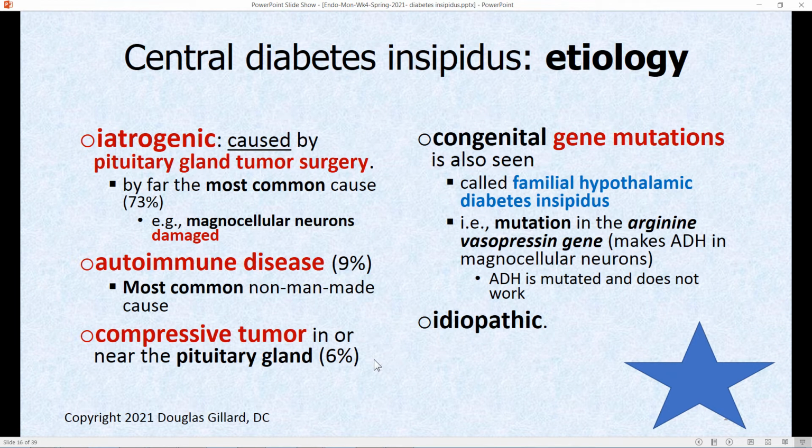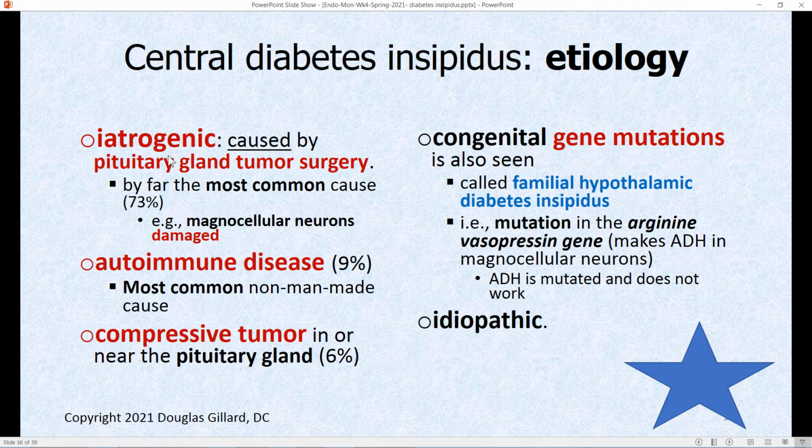And the next question is, well, what can cause this central diabetes insipidus? How come ADH isn't getting into the bloodstream? The most common cause is pituitary gland surgery. So that's said to be iatrogenic, meaning man-made problem. All right, so during the pituitary surgery, maybe it's one of the most common tumors in the pituitary is a prolactinoma, a tumor in the anterior pituitary that's made up of the cells that secrete prolactin.